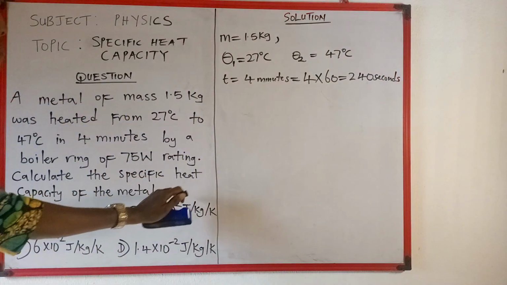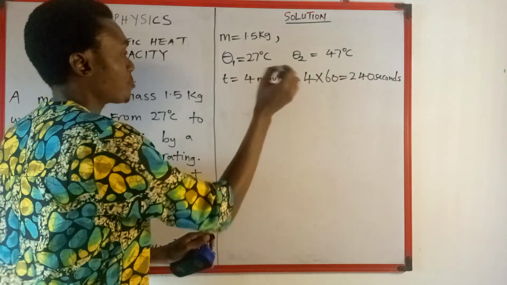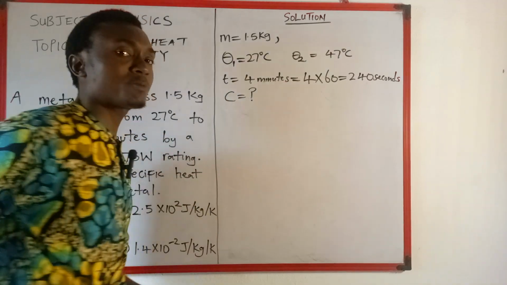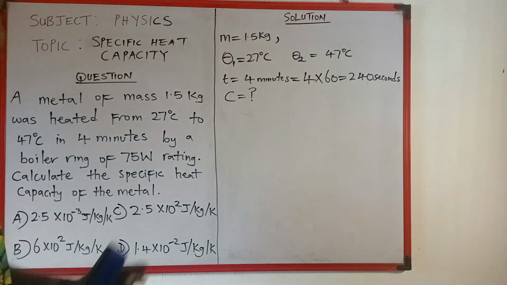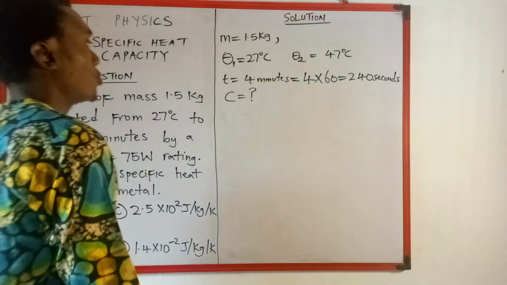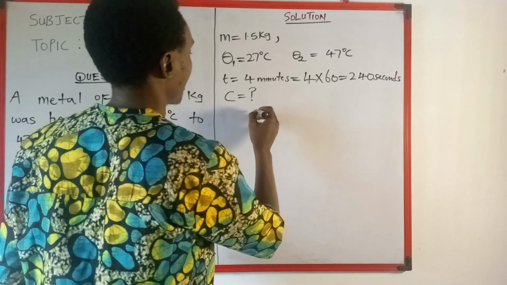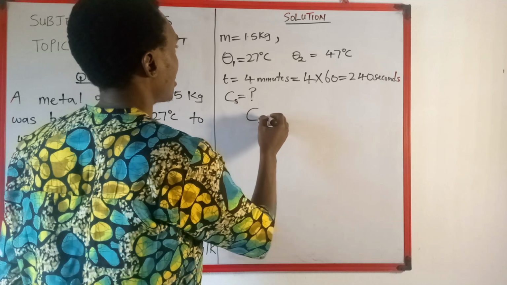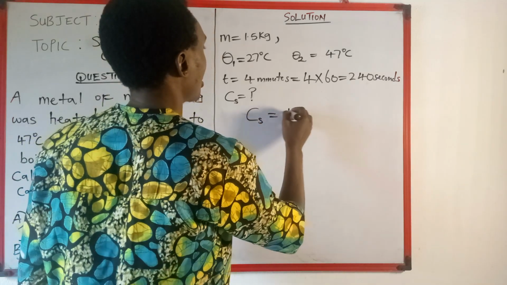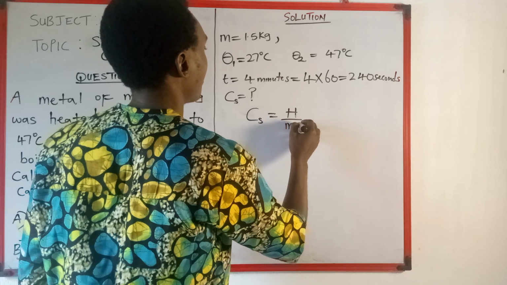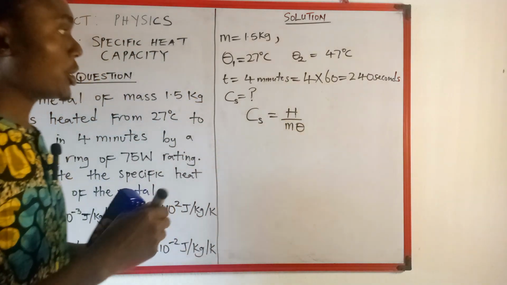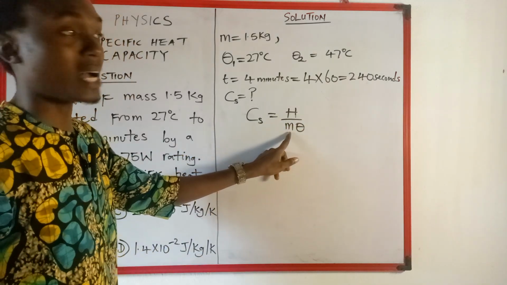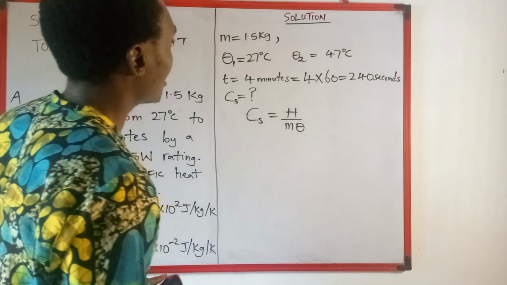Okay, so calculate the specific heat capacity of the metal. So specific heat capacity symbol is given as C, question mark. So specific heat capacity has a relationship or a formula, which is always given as C equal to H over M theta, where H is our heat, M is our mass, theta is our temperature.